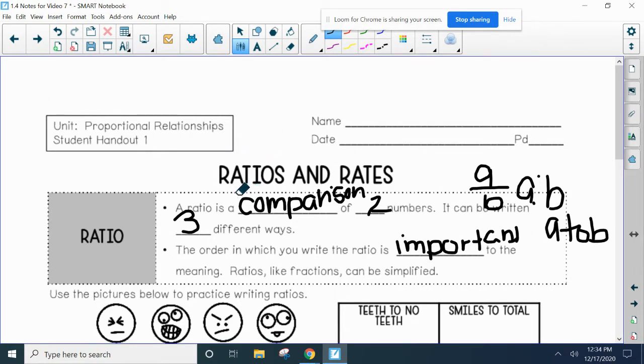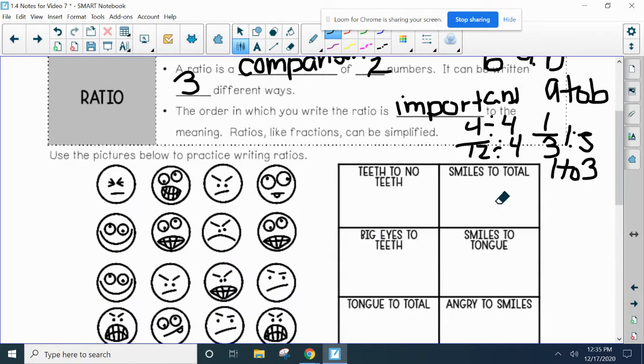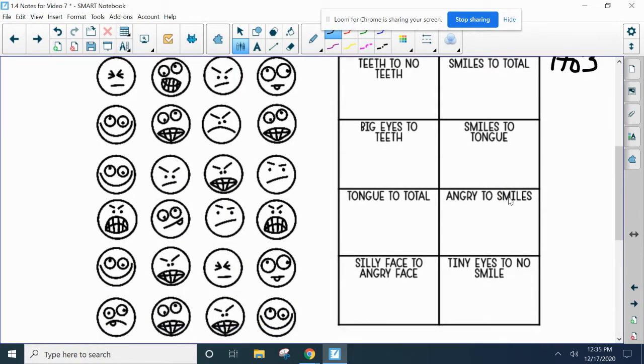Okay, and ratios like fractions can be simplified in the exact same way. You find a common factor. So if you had 4 to 12, what can I divide both of those by? What can I pull out of both of those? 4 is a factor of both of those. So 4 to 12 could be simplified to 1 to 3. So they can be simplified, and when they say like fractions, they mean exactly like fractions.